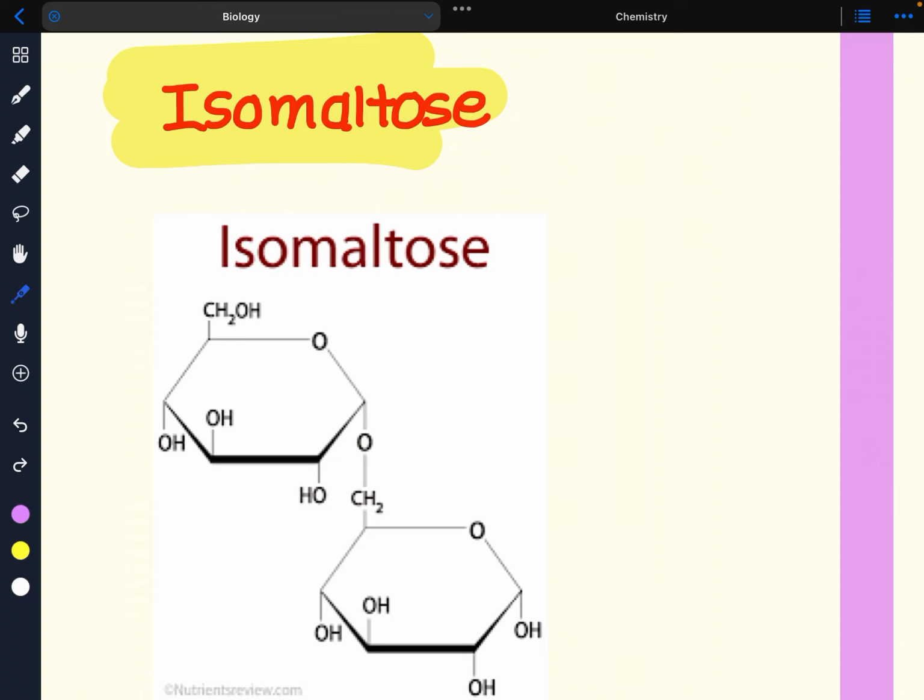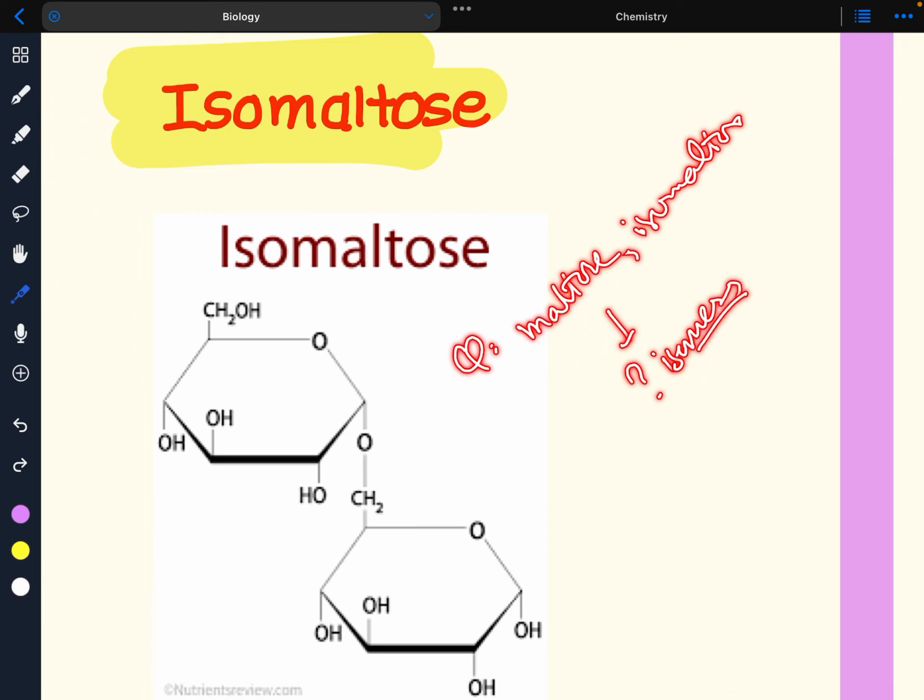If you have learned about isomers, then you must know this. You must know the answer to the question that I'm going to ask you. The question is, maltose and isomaltose are what isomers? Name the category of isomerism that they both show. I hope that you already answered it, but if not, it's okay. It's chain isomerism. Yeah.